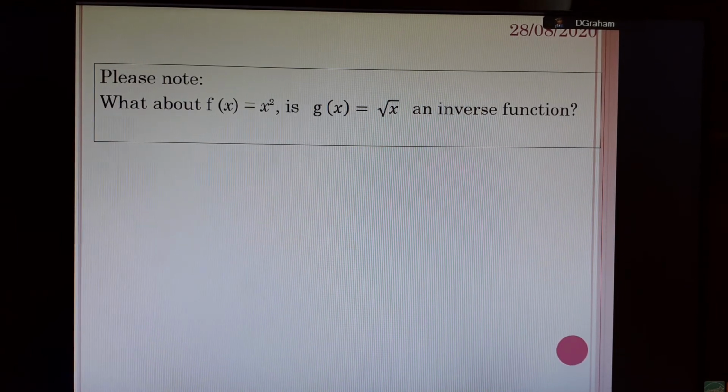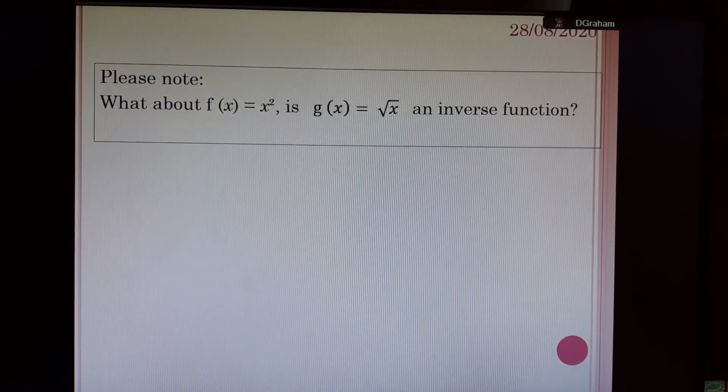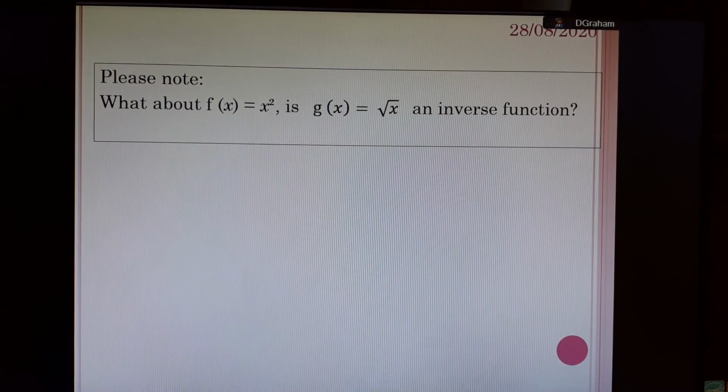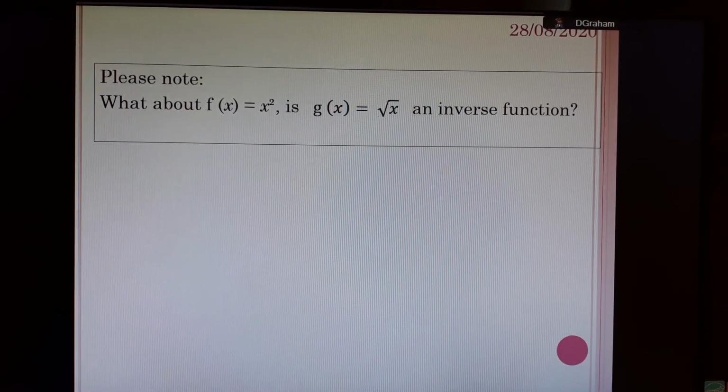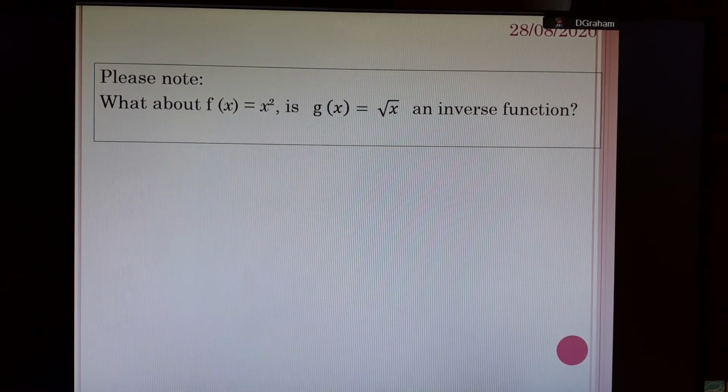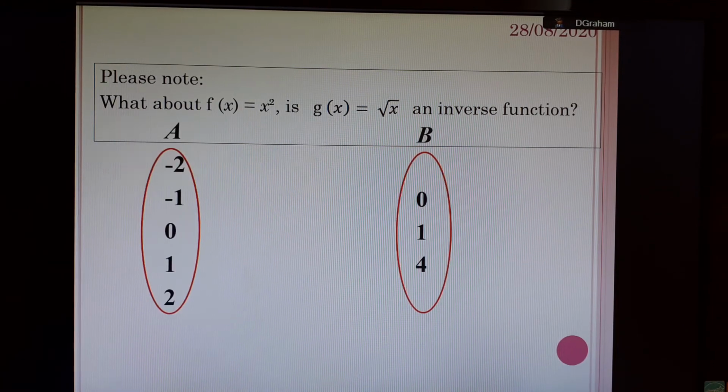Okay, now what about functions that we're familiar with as being inverses? If we think of them in the calculator, x squared and square root x, they are the inverses of each other. Well, what about this if we look at it? f of x equals x squared and g of x equals the square root of x. Is g of x an inverse function of f of x?